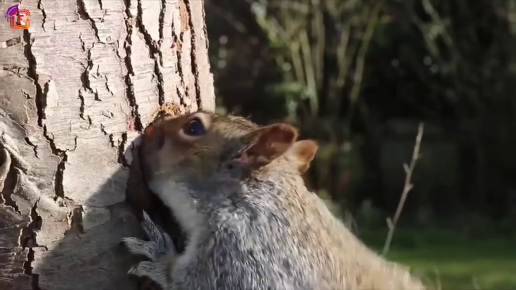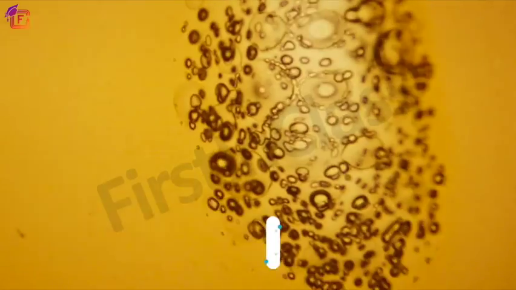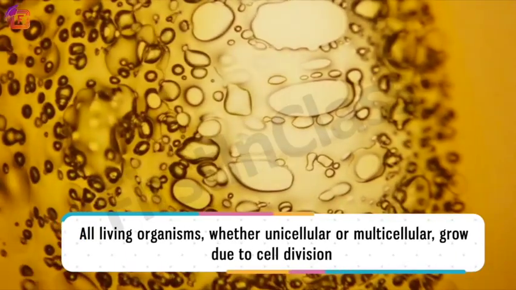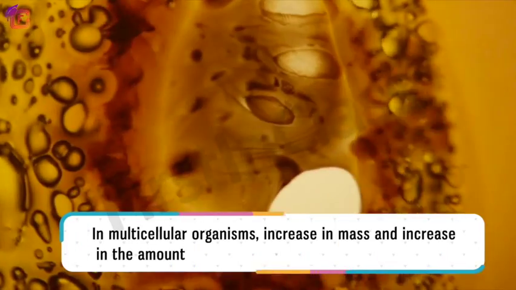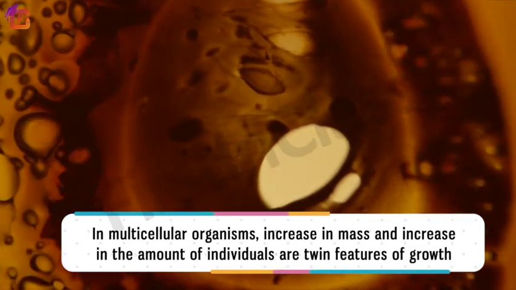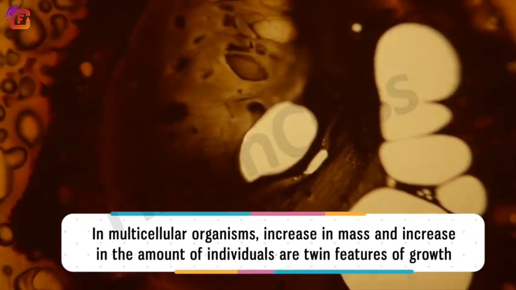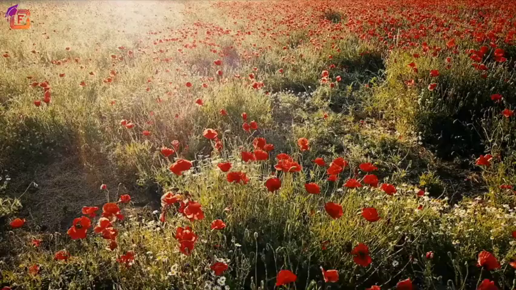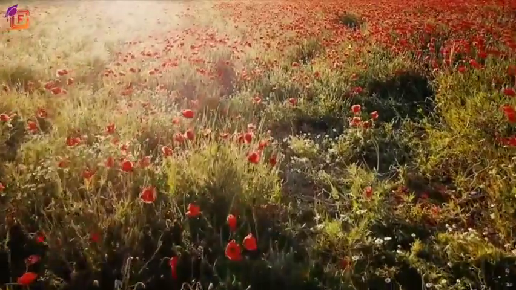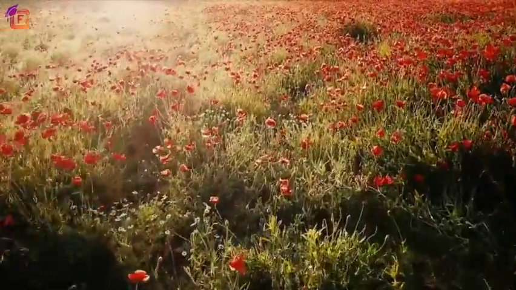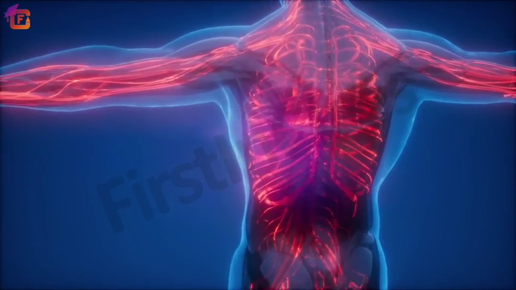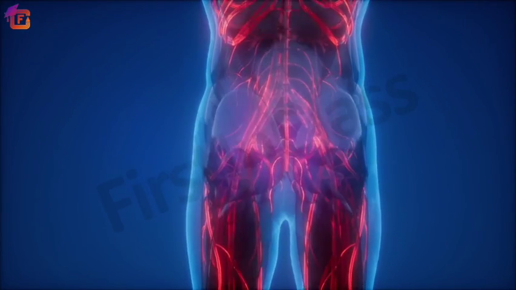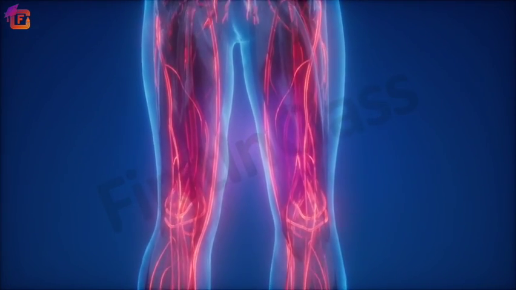We all know about growth. Growth is an irreversible increase in the mass of the cell. All living organisms, whether unicellular or multicellular, grow due to cell division. In multicellular organisms, increase in mass and increase in the number of individuals are twin features of growth. Do you know that plants grow by cell division throughout their lifespan, while in animals like human beings, this growth is seen up to a definite age? After that, cell division occurs only to replace lost cells in certain tissues.